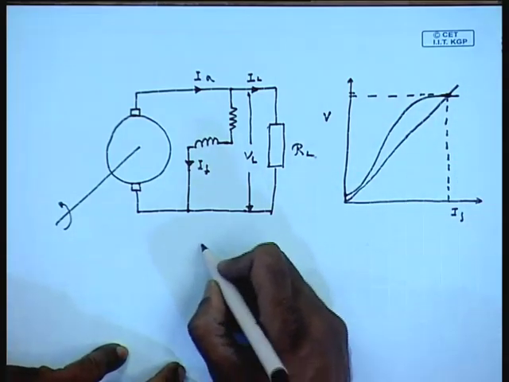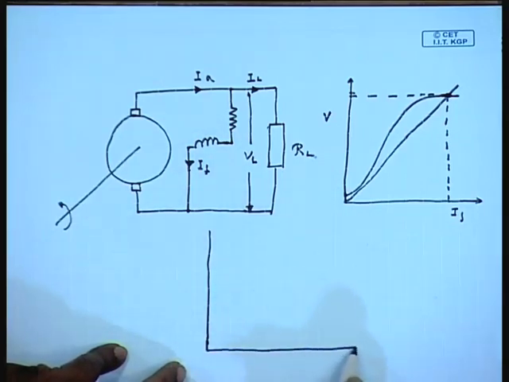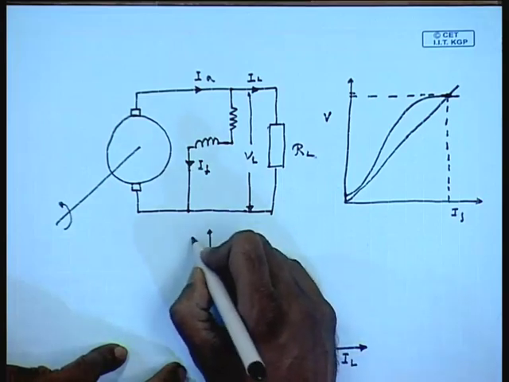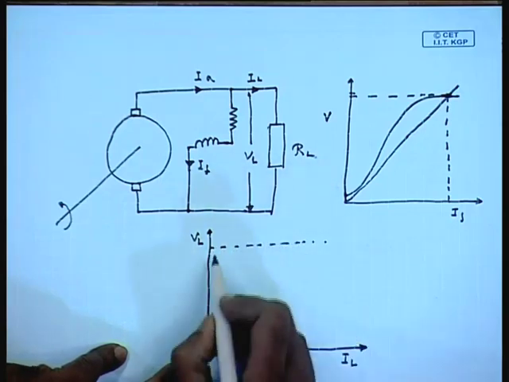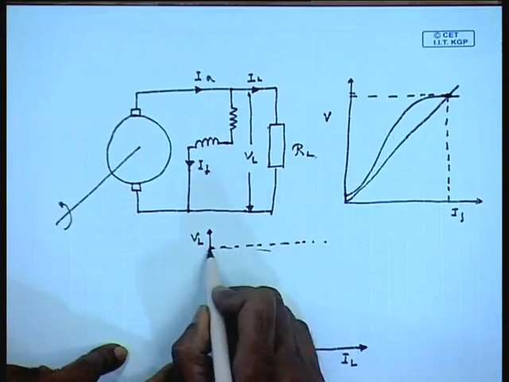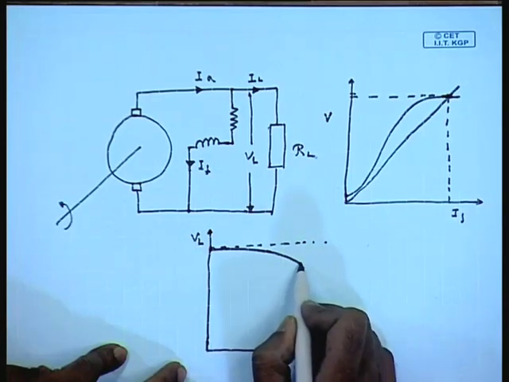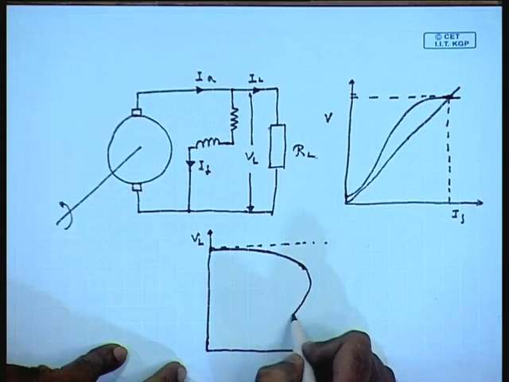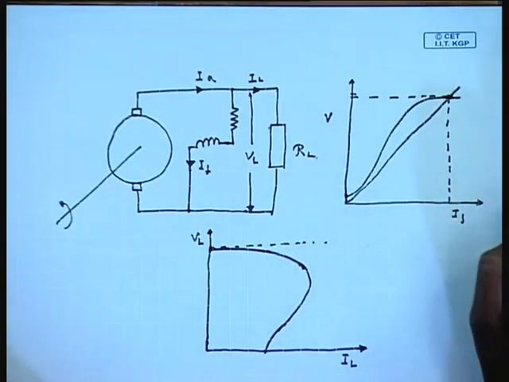The output characteristics of this generator, however, are considerably different from those of a separately excited generator, in the sense that initially it behaves almost like a separately excited generator, but as the load current increases, the voltage starts dropping, and for large load current the curve looks like this.